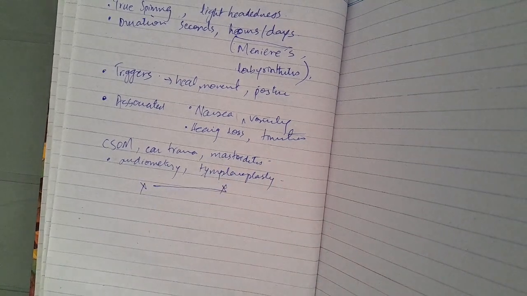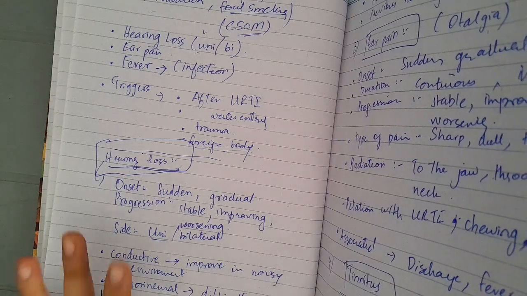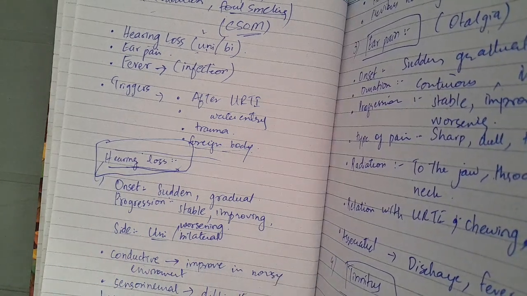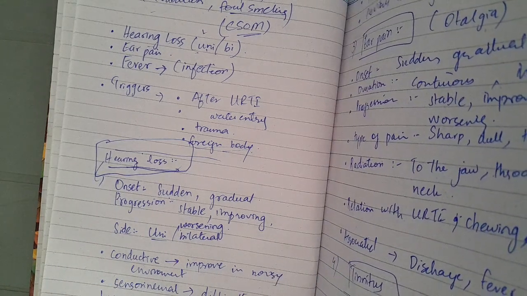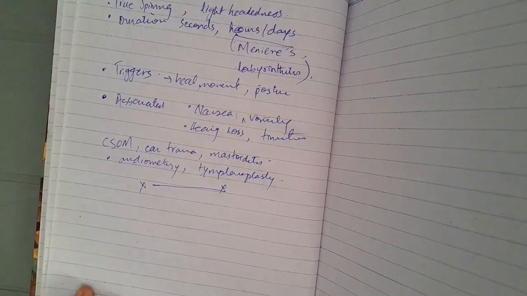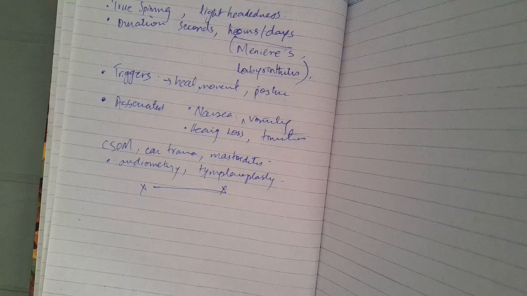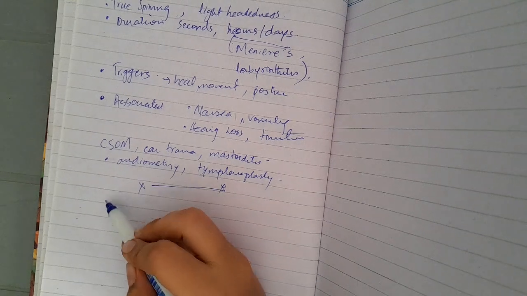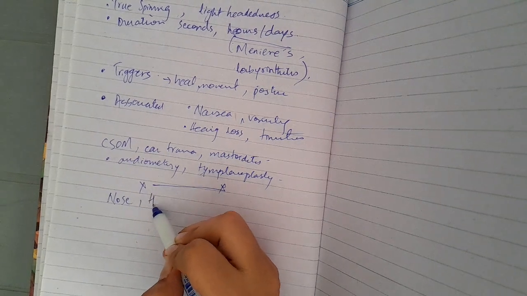Okay, now what happens? The patient is coming to you and he only has the history of the ear, right? But still you will ask about the nose and throat as well, because all of these are connected. All of these are connected in the nasopharynx. Okay, so you will ask about the history of nose and throat as well.